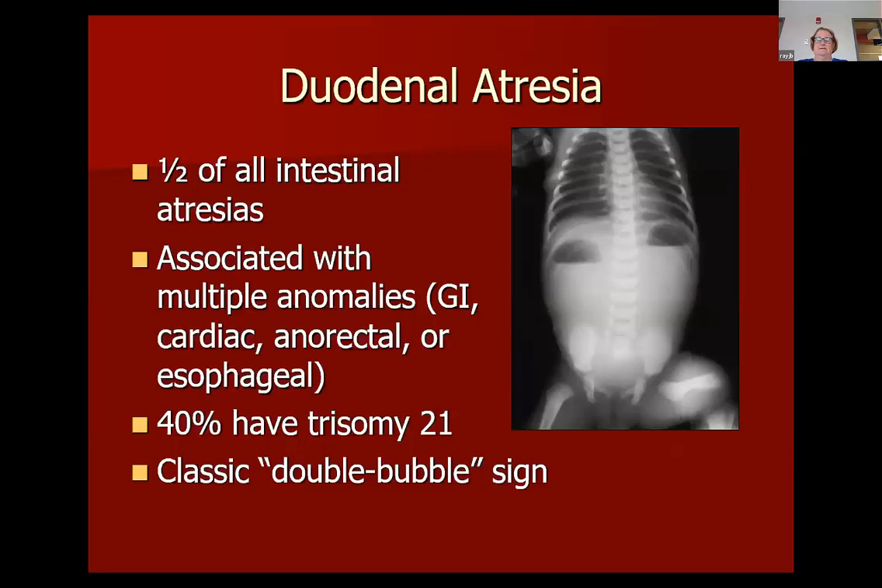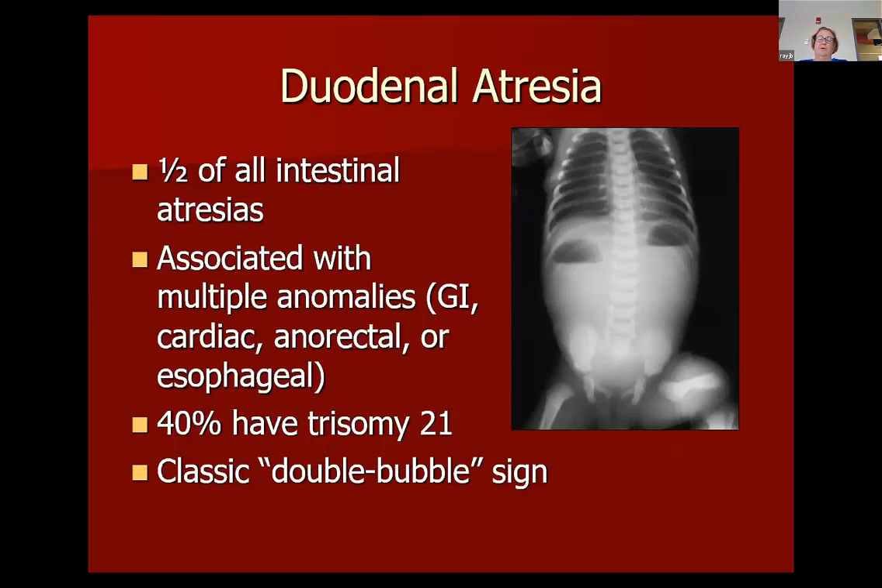Duodenal atresia, whichever way you want to pronounce it, is about half of all intestinal atresias. It's associated with a lot of different things. They usually have all these other things going on. 40% have trisomy 21.